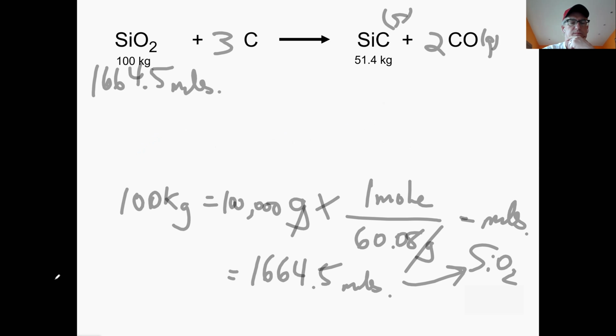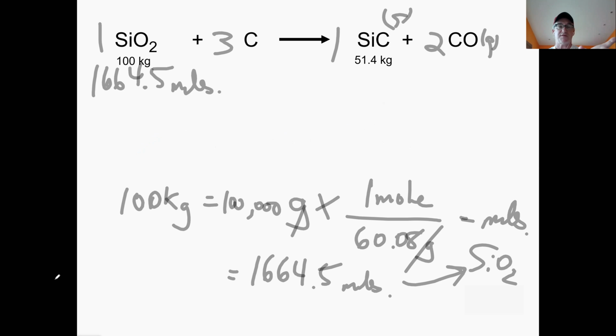The same amount of amount. Same amount of what? We need to have the same amount of moles, right? We need to have a unit, the same amount of something. So we get the same amount of moles, right? Because it's a 1-to-1 ratio.